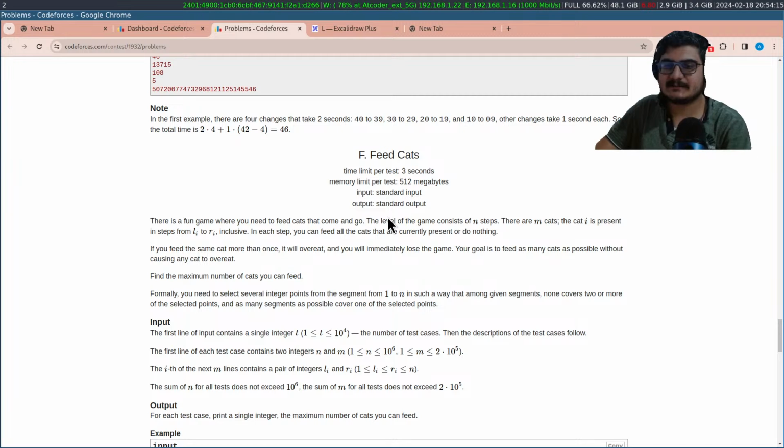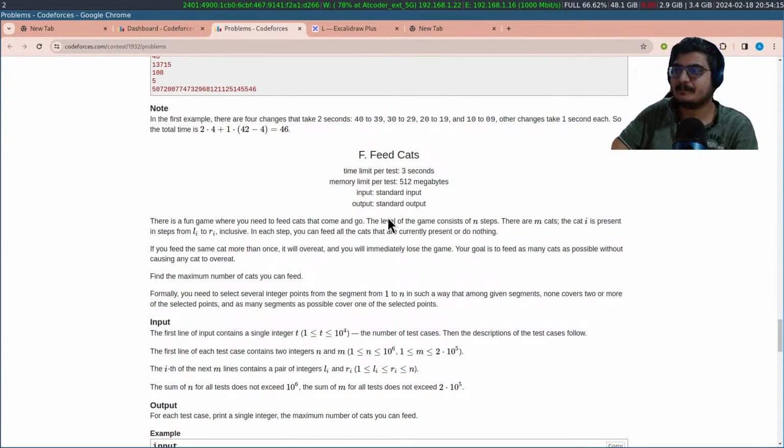Next problem says feed cats. There is a fun game where you need to feed cats that come and go. The total level of the game consists of n steps. There are m cats. The ith cat is present from step Li to Ri inclusive. In each step, you can feed all the cats that are currently present or do nothing. You don't have the option to selectively choose the cat. Either feed everyone who is present or do nothing.